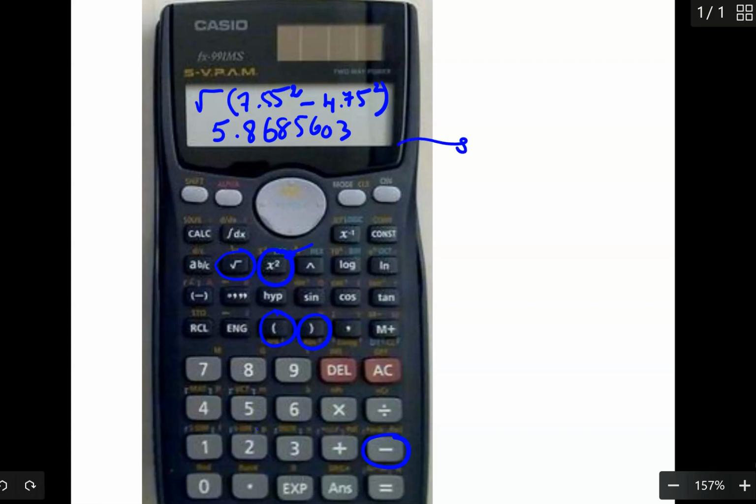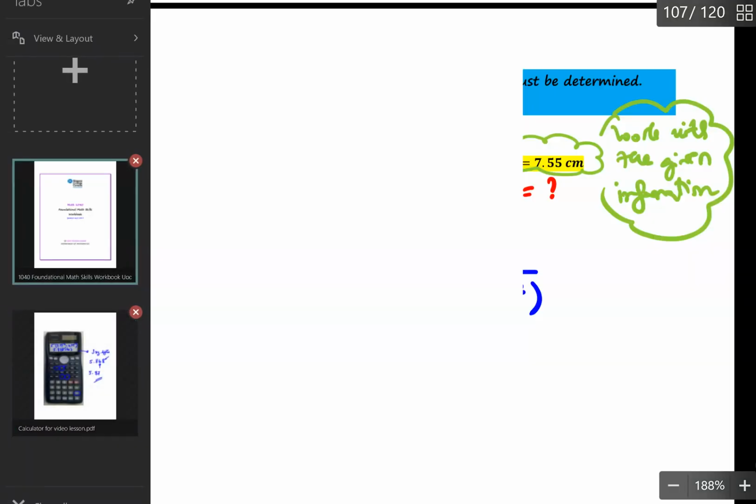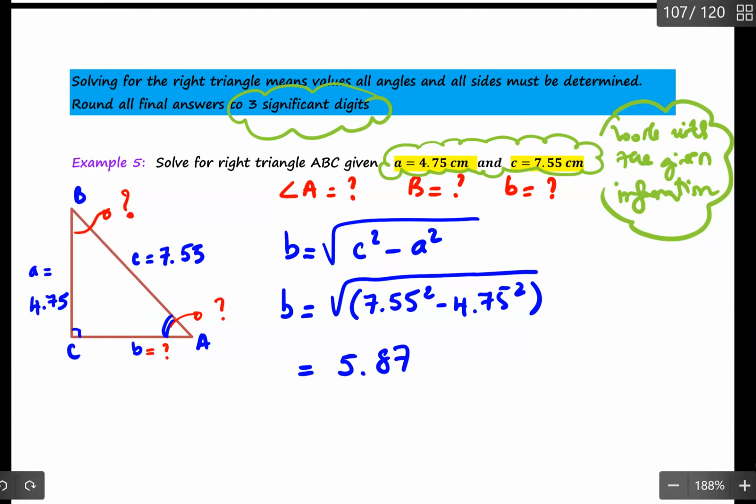5.868563. So to 3 significant digits, you need to round the number 6. You take a look at the number 8. 8 is greater than 5, so you round that to 5.87, as 3 significant digits. So let's write it down on our paper. I will write 5.87 centimeters as 3 significant digits.